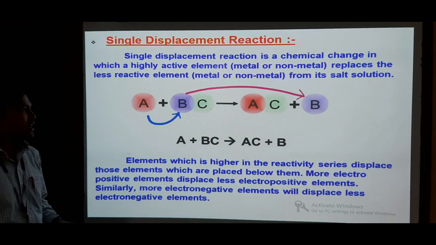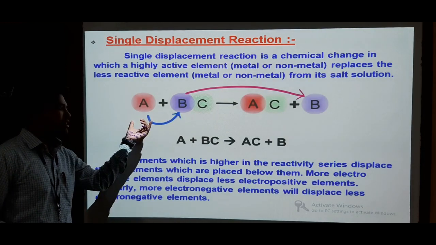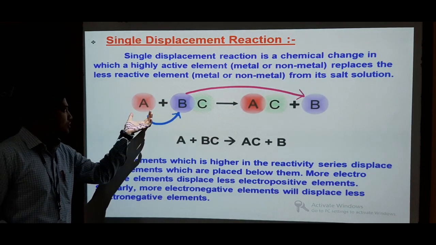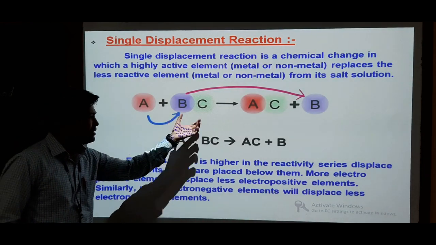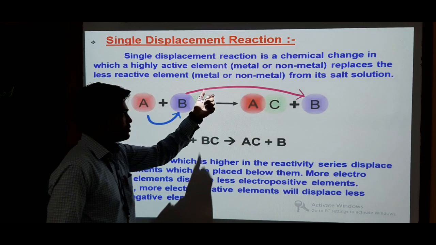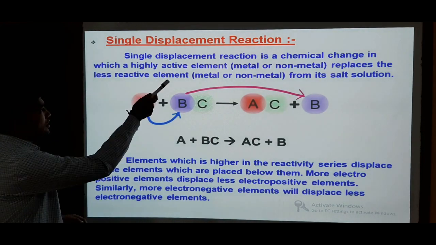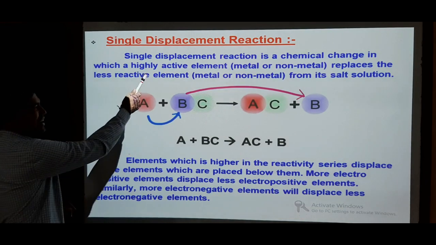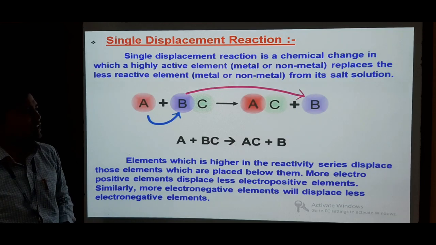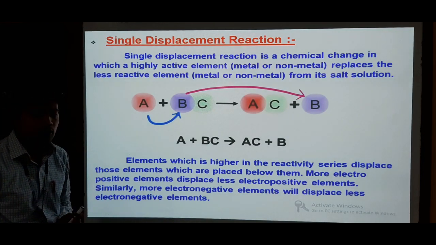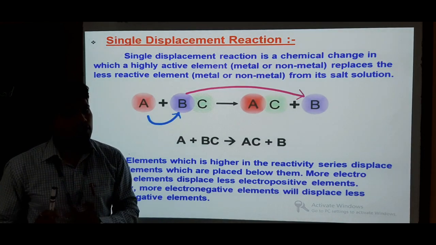In this reaction, a salt solution and an element react with each other. One element replaces another element from the salt solution and you get another salt solution. So we can define a single displacement reaction as a chemical change in which a highly active element, it may be metal or non-metal, replaces the less reactive element, that is metal or non-metal, from its salt solution. Remember, from its salt solution.